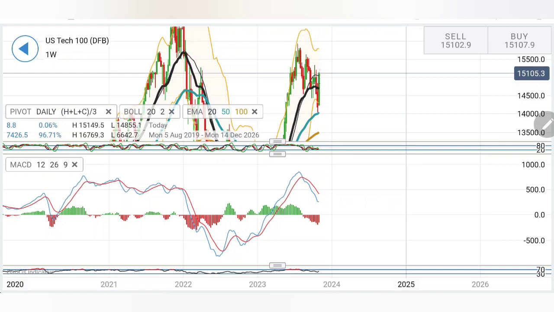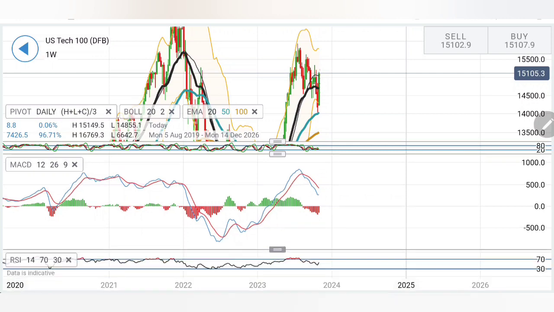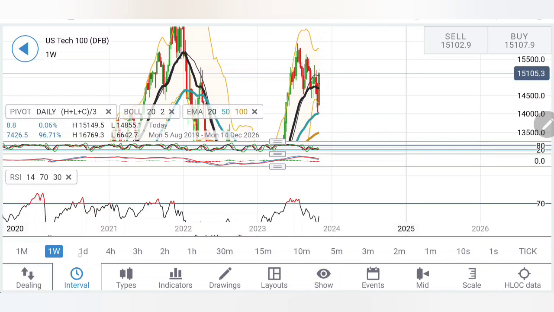15,400-500 levels are very, very strong resistance. Achieving those levels also, we can expect a pullback in Tech 100. And if this week it stays bullish, possibly next week is where we look forward to a complete break on the downside. RSI has dropped, trying to look upwards.